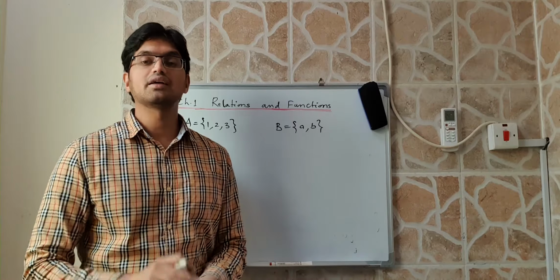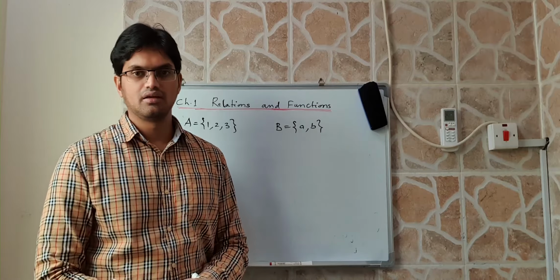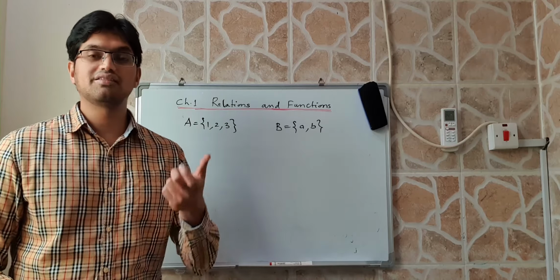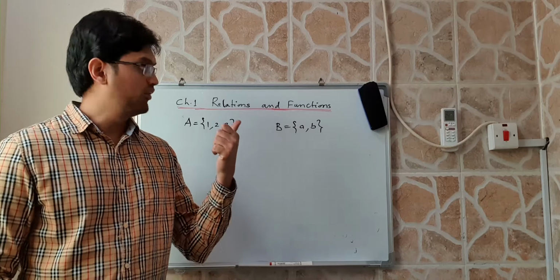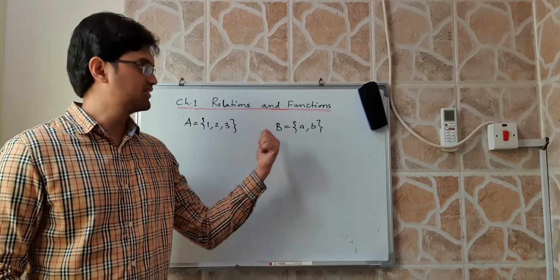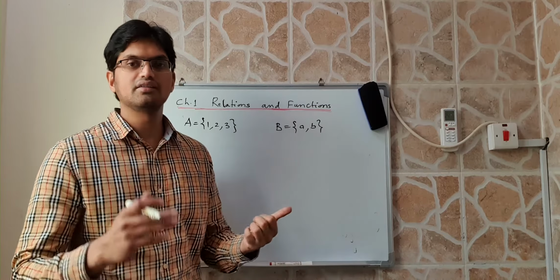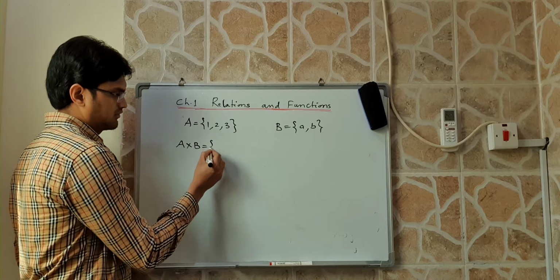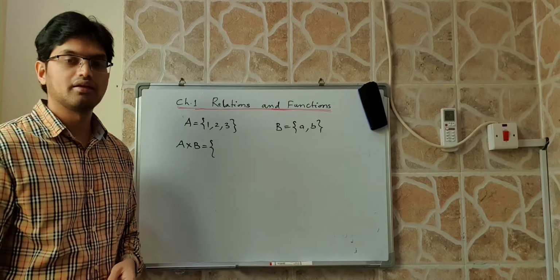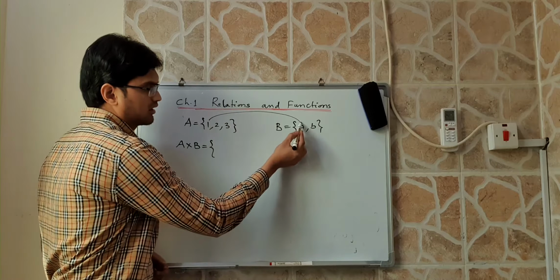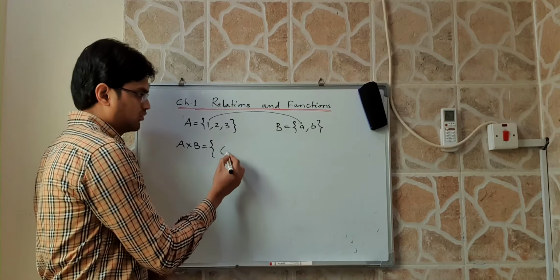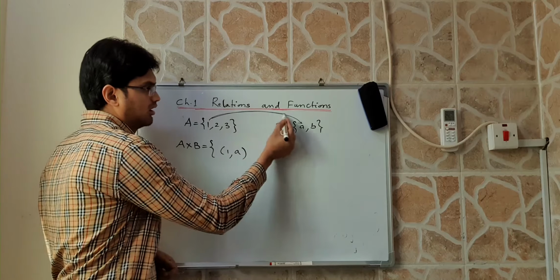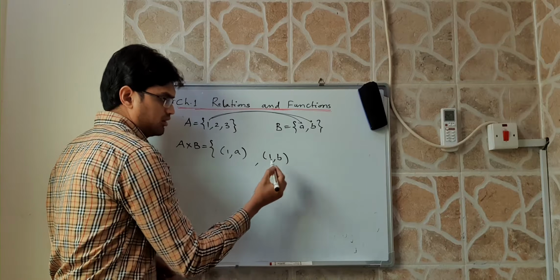Now let us try to find the Cartesian product of these two sets. You know, hopefully, what a Cartesian product is. It means the set of all ordered pairs where the first element is taken from the first set and the second element is from the second set. Let us try to see. So A cross B: 1 I can associate with a, so (1, a) is my first ordered pair, (1, b).